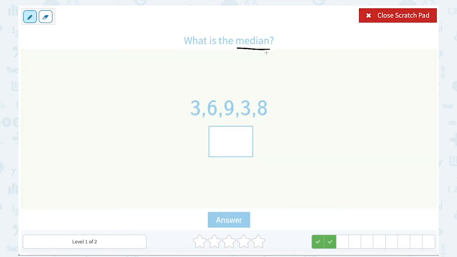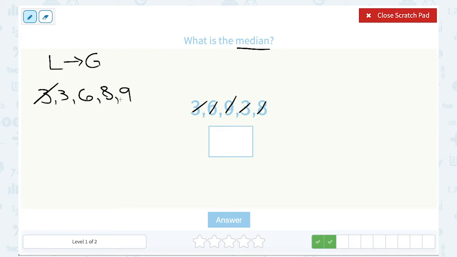Let's take a look at the median for this set of numbers. And always start by listing them from least to greatest. So I have 2 threes, then a 6, then an 8, and finally my largest number of 9. If I cross out the smallest, the biggest, the next smallest, the next biggest, I can see that my middle number, or my median, is 6.